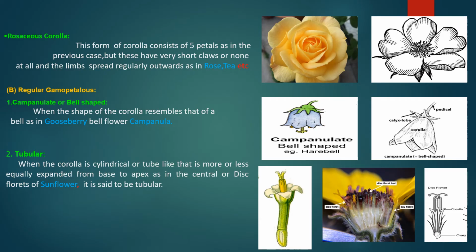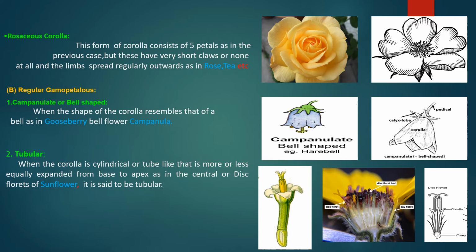The third form of corolla we call it as rosaceous corolla. This form of corolla consists of 5 petals as in the previous case, but these have very short claws or none at all, and the limbs spread regularly outwards, as in case of rose flower as well as tea.